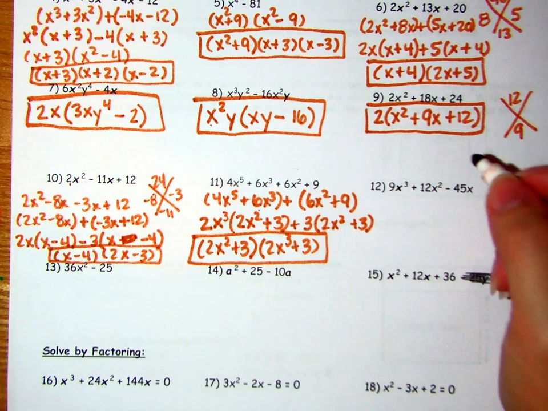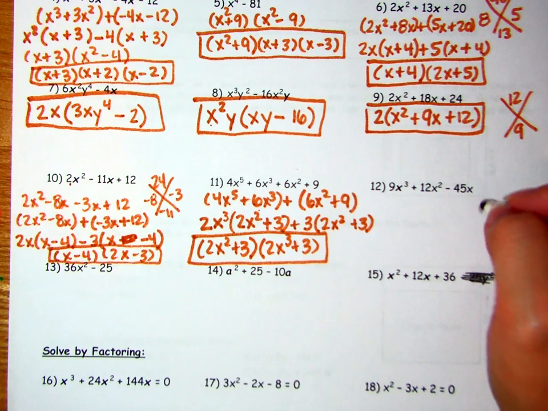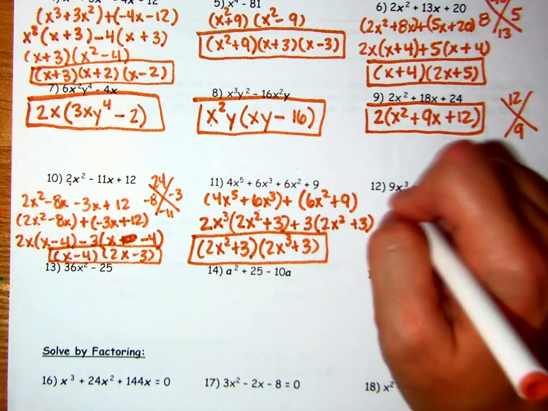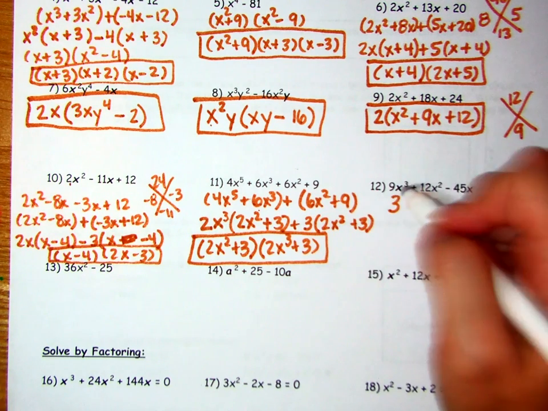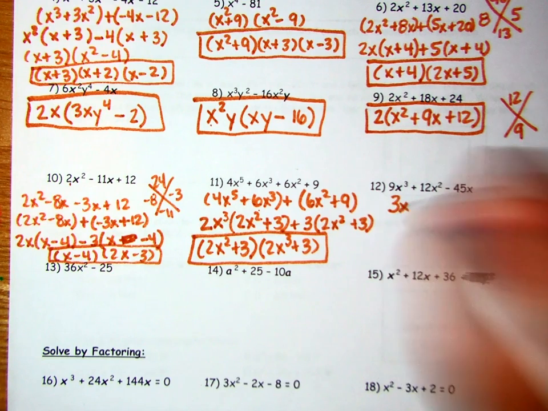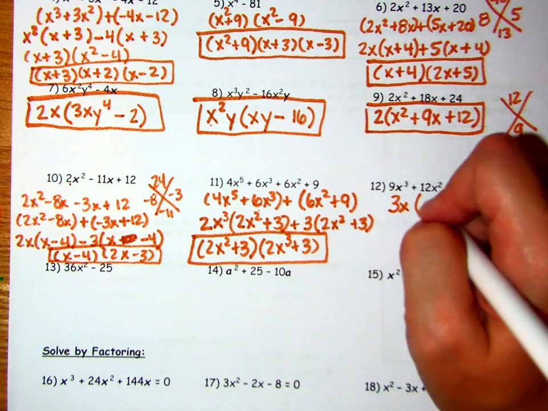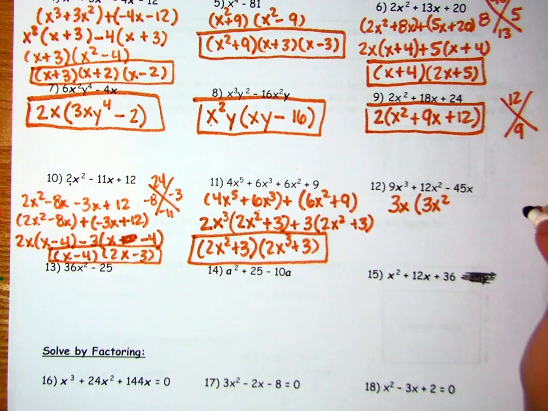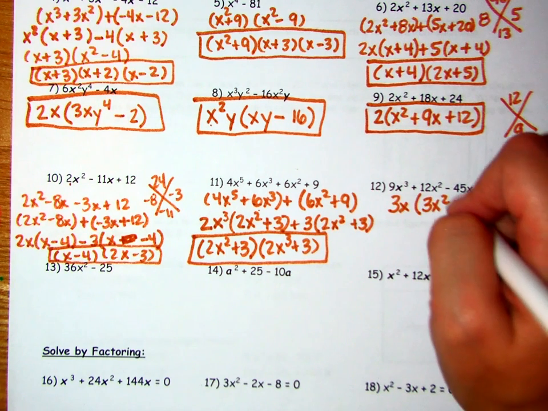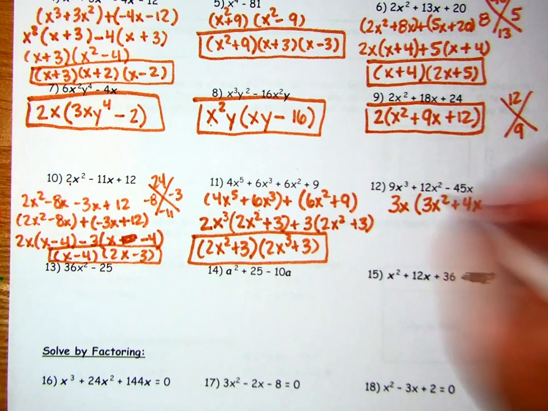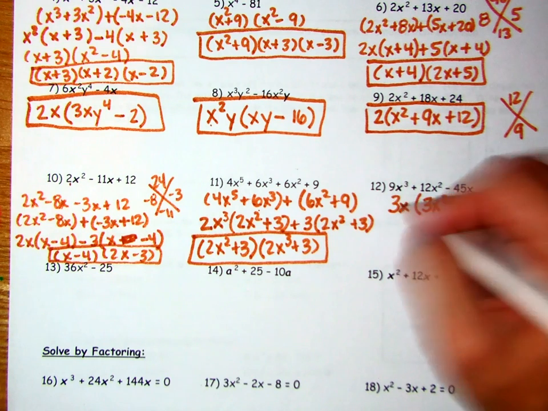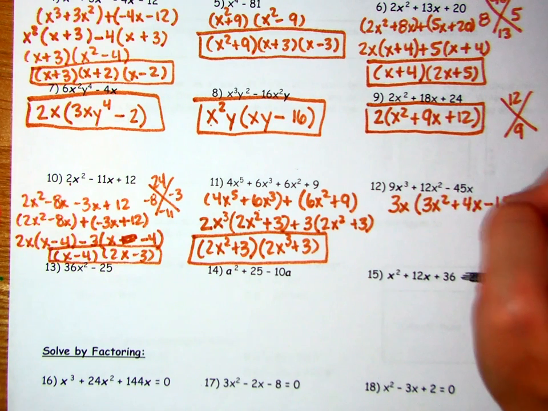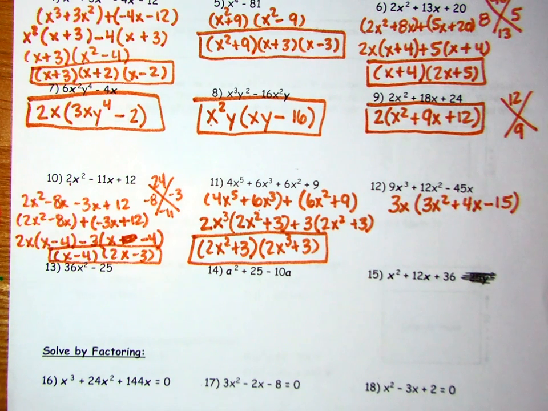Alright, so number 12, we start with our GCF. I see that each of these is divisible by 3, and I see each of these has an x, so my GCF is a 3x. 3x times 3x squared is 9x cubed. 3x times 4x is 12x squared. And then 3x times negative 15 is going to give me negative 45x.